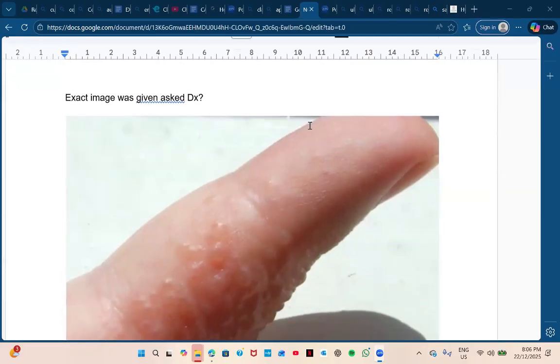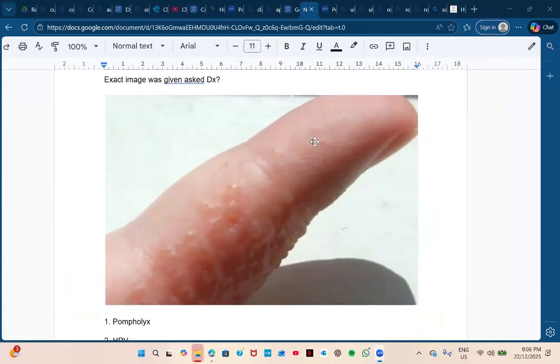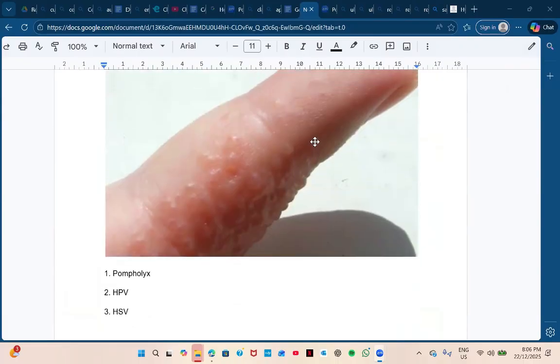So an exact image was given and asked for the diagnosis. What do you think? Form HPV, HSV? What do you think? Type your answers in the chat.